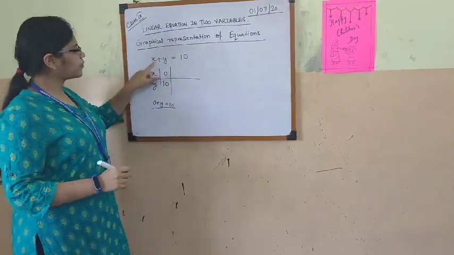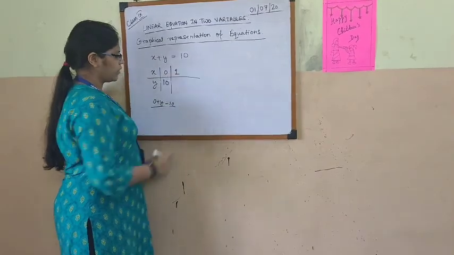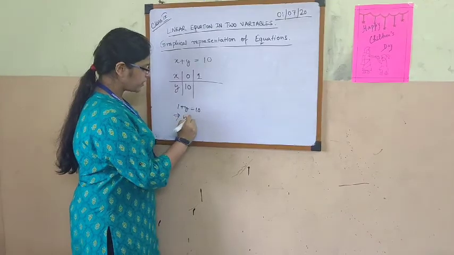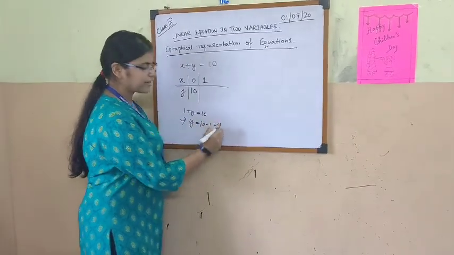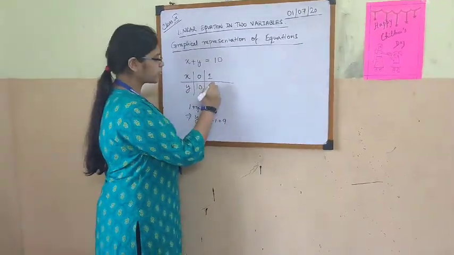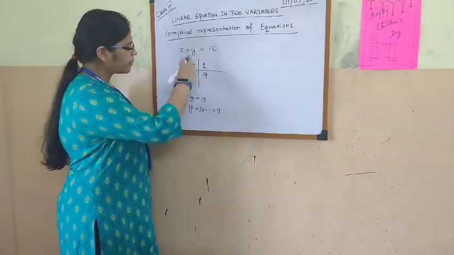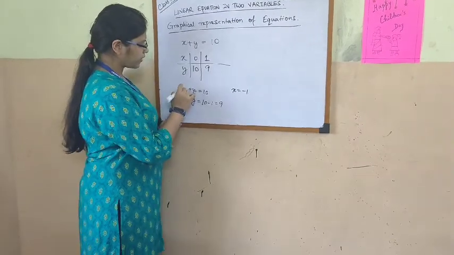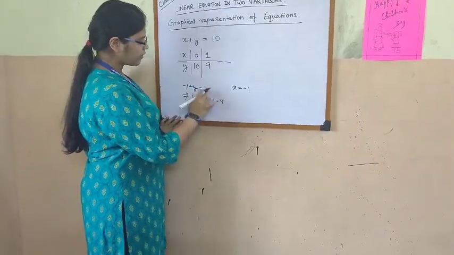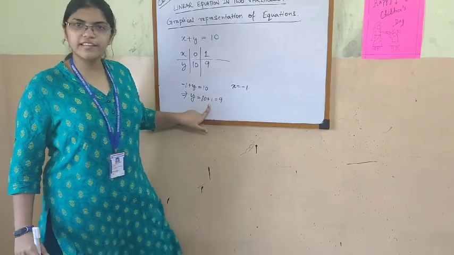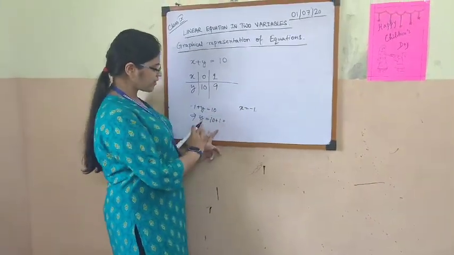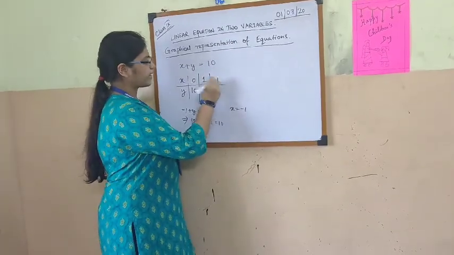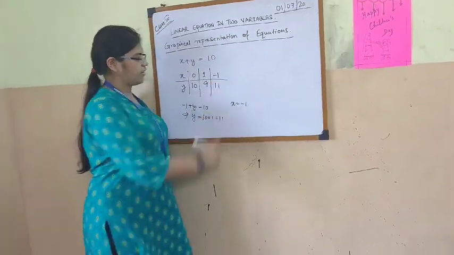Then next, if I put x as 1, so 1 plus y equals 10, that means y will be 10 minus 1, that is 9. So here we can put y as 9. Similarly, if I take x as minus 1, then this minus 1 becomes plus on the other side of the equation, so that gives us y equals 11. So if x is minus 1, y is 11.